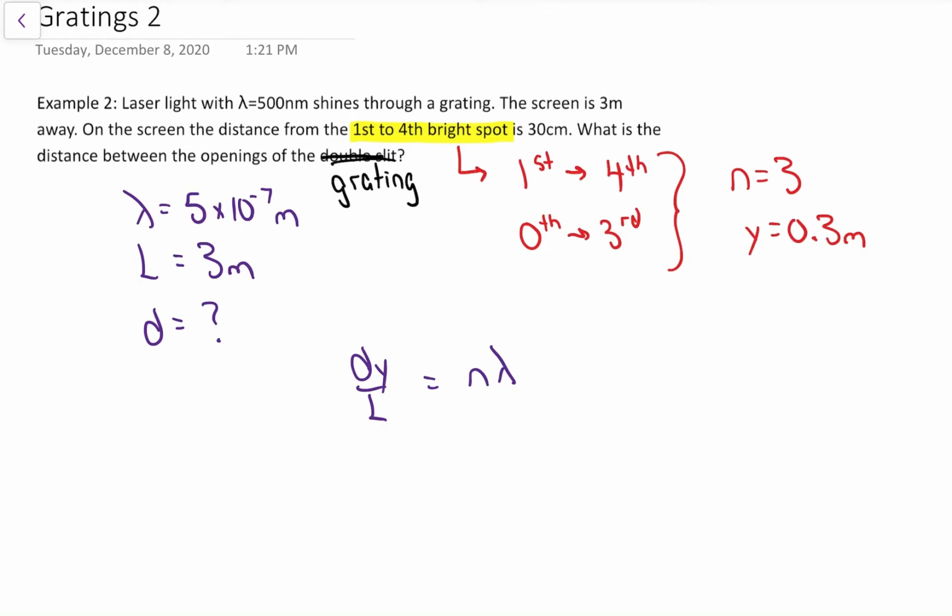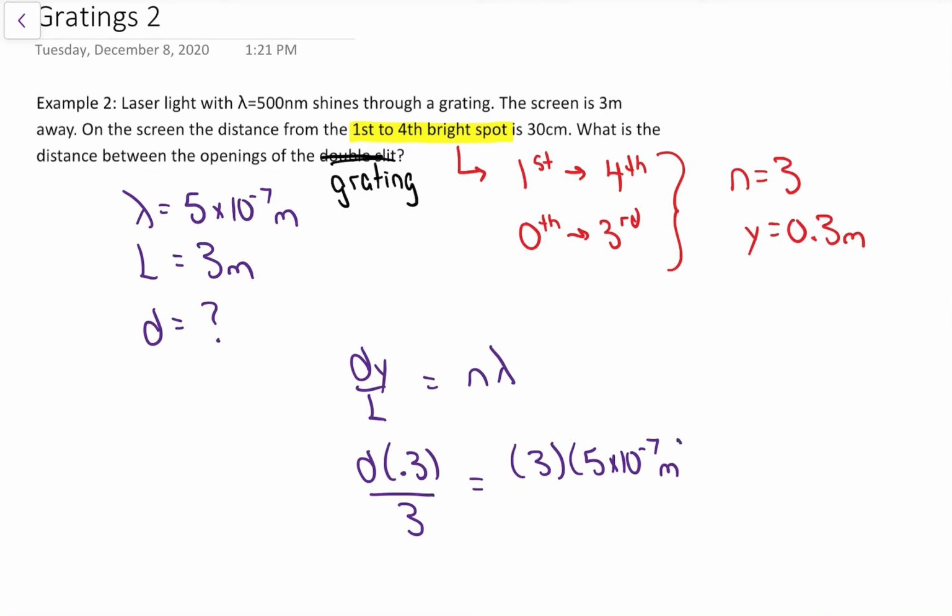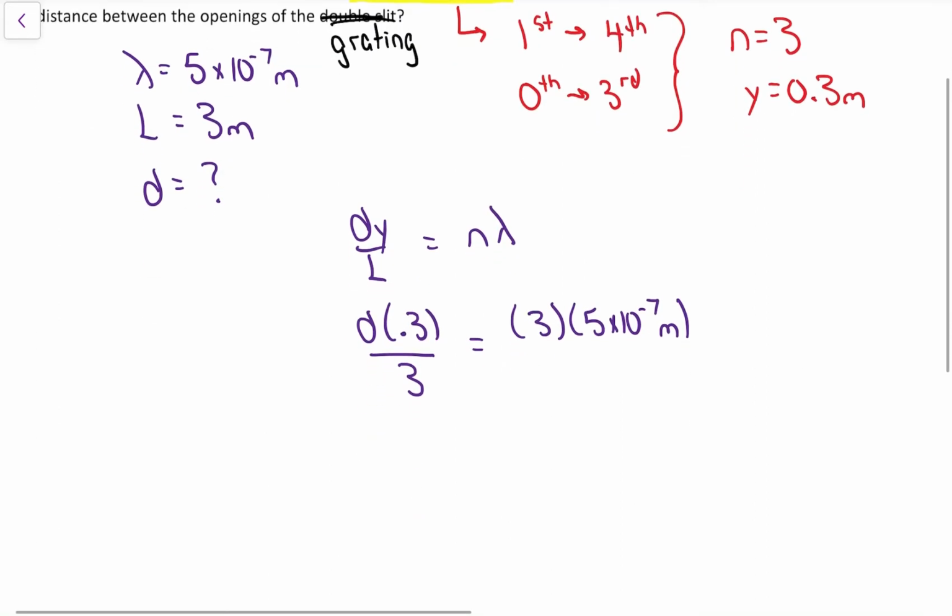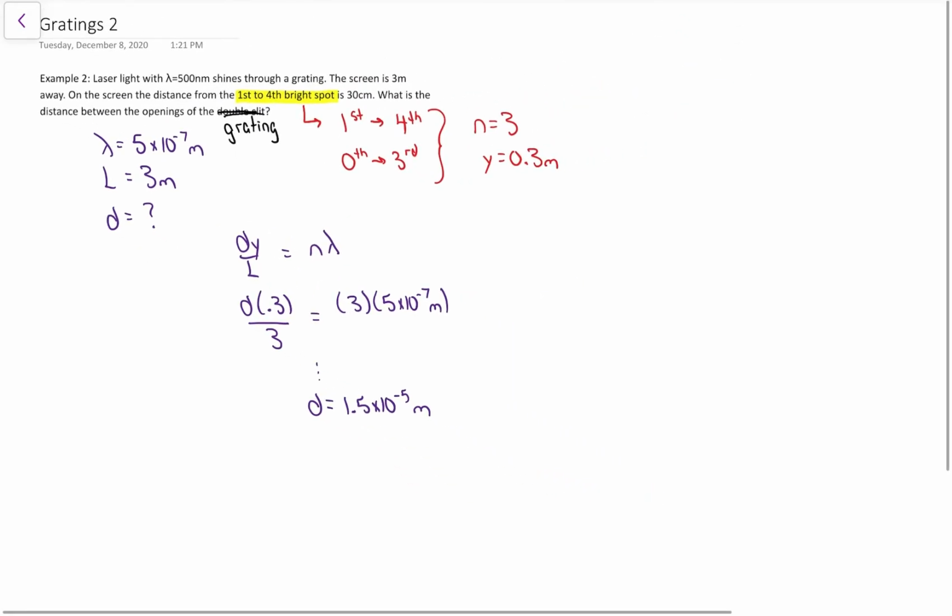dy over L equals n lambda. In this case, we know everything but the d. So it's d, the y I'm choosing to use is 0.3. The L was given as 3. A lot of 3's in this. The n was 3. And the lambda for this one was 5 times 10 to the negative 7 when we're in meters. Cranking all that out, doing some calculator work, I get a d of 1.5 times 10 to the negative 5 in meters.